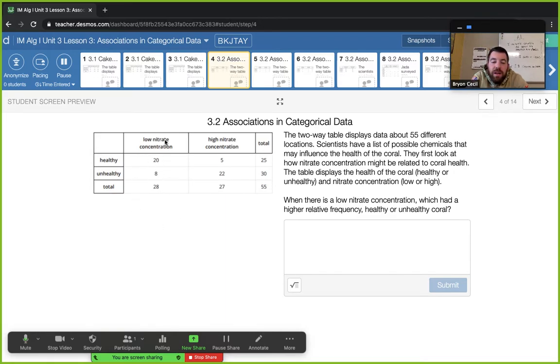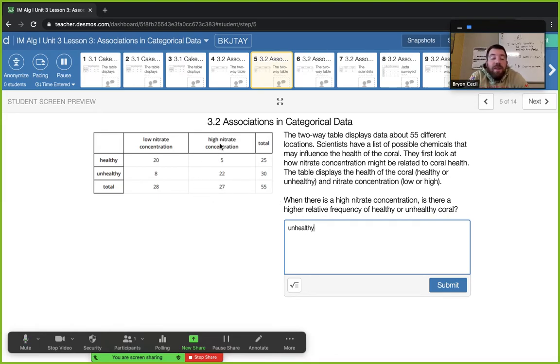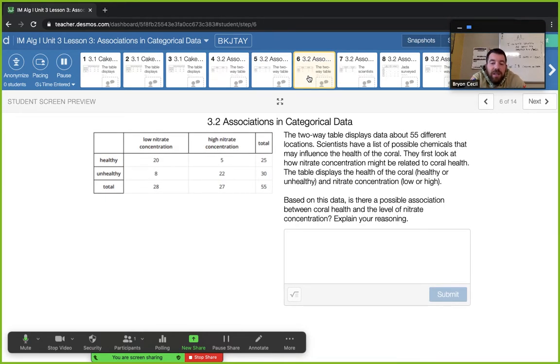And so we look here, and what that's saying is, which one has a higher frequency of happening? What's more likely to happen? Well, you're more likely to have healthy coral with low nitrates because out of 28 of them, 20 are healthy. That is the majority of them. So the answer there is healthy. And number 5, when there's a high concentration, which has a higher relative frequency of healthy or unhealthy coral? It would be unhealthy now, because we see here 22 compared to 5 of them are unhealthy when there is a high nitrate concentration.